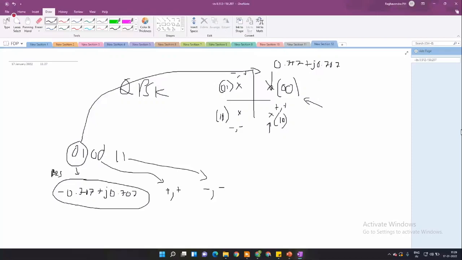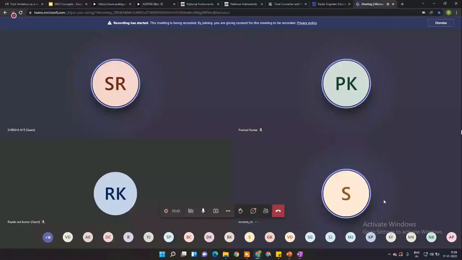Anybody has any doubts up until this point? Hello, Raghavendra. You have a question in the chat box. This is from Shailesh. I'll just read the question for you.